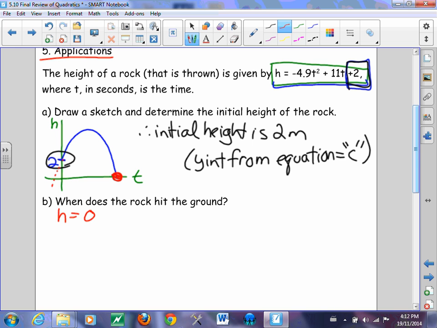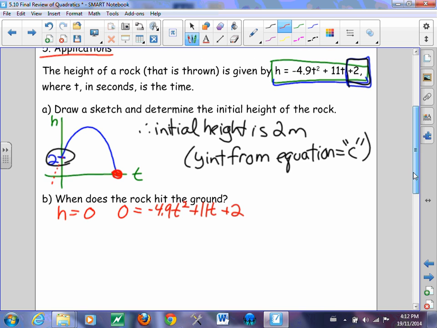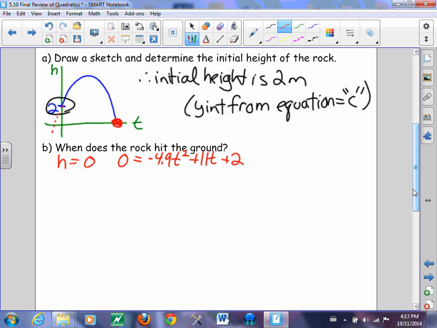So that means when we rewrite our equation, we're going to have 0 equals negative 4.9 t squared plus 11t plus 2. All right. Now that we've done that, ladies and gentlemen, we can now sub it into our quadratic formula. Our variable this time is t for time. So we're going to use t equals negative 11 plus or minus the square root of 11 squared minus 4 times a times c all over 2a.